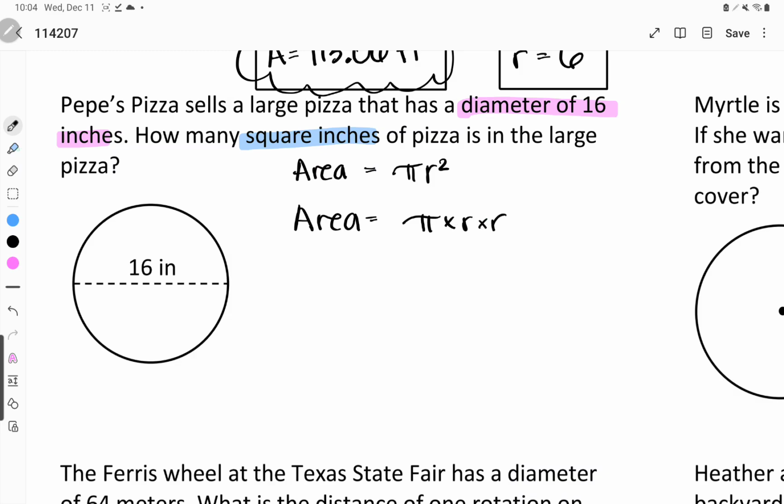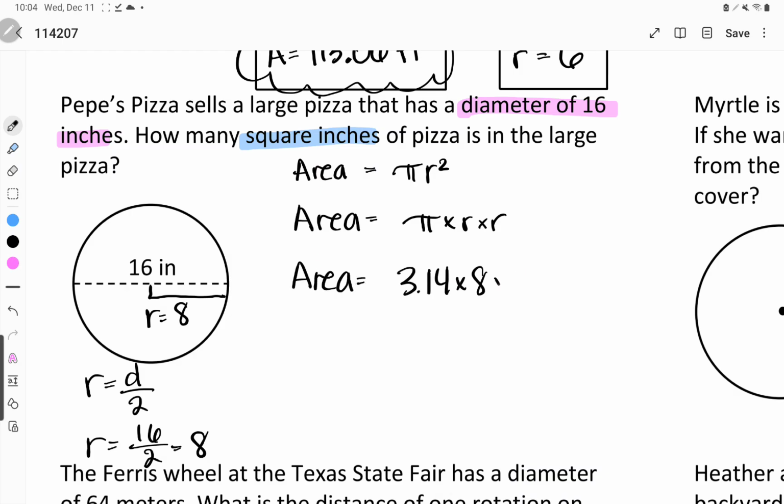Well, in this situation, we were given diameter. So I have to turn my diameter into a radius, and remember to do that, I just divide by 2. So my radius is 8. Or you could say that radius equals diameter divided by 2, so it would be radius equals 16 divided by 2, which is 8, whichever way you prefer to find it. So all I have to do is say area equals 3.14 times 8 times 8, and then you have 3.14 times 64. And that gives me a total area of 200.96 inches squared.